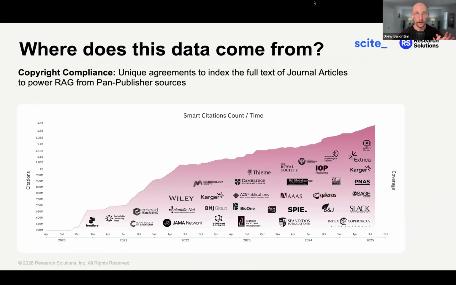So this happens whether you're inside the platform itself in the web interface, whether you're in the MCP, or whether you're using the API. You have this really rich data, and we've built this really unique data set of all these publisher agreements on top of all the open access content that we can ingest as well, to make sure that we can build all of that context for you to provide the smart citation data along the way.